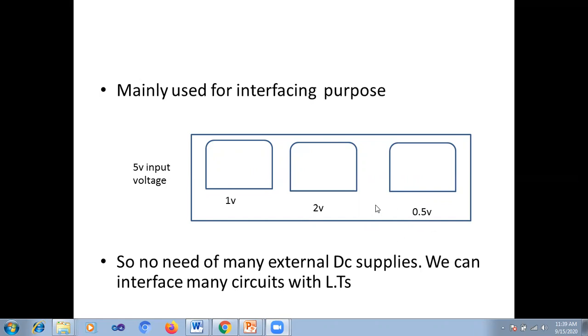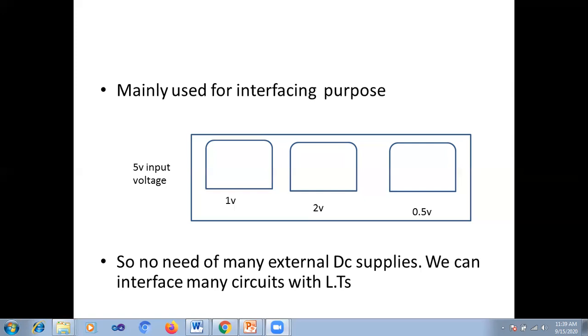The thing is that there are 3 different circuits which demand 3 different kinds of inputs. But when we are constructing this on a common platform, it is not possible to provide different power supplies to each and every circuit. It is not a good practice and not easy to give.